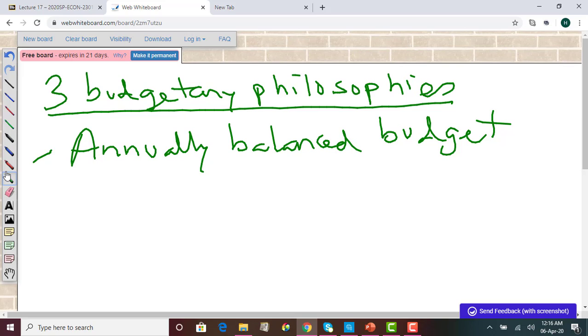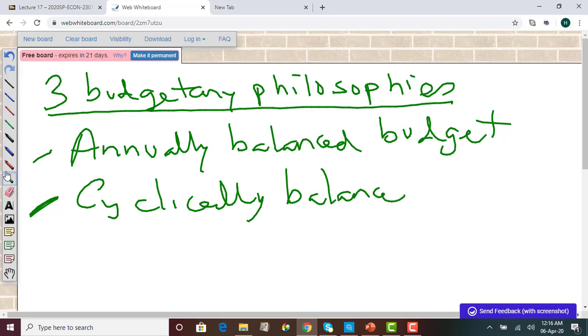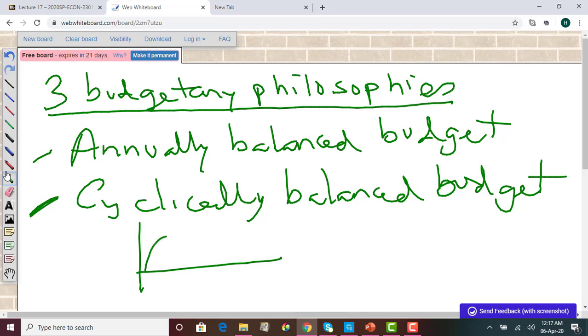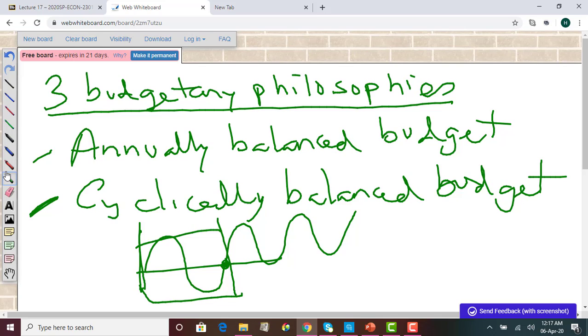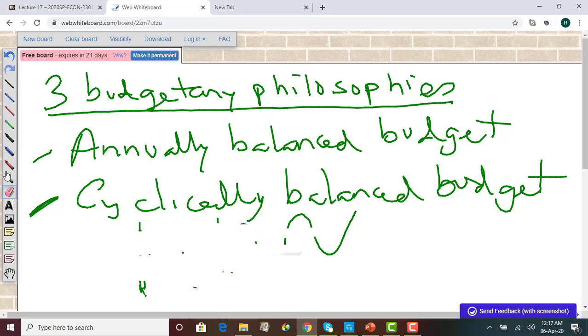Okay, then the second philosophy for how governments should keep budgets is called the cyclically balanced budget. The cyclically balanced budget says the budget of the government should be adjusted, or balanced, based on the business cycle. Now, if you remember, a business cycle looks like this. We learned it in chapter 6. So they're saying from the beginning to the end of a business cycle, when we reach the end of the business cycle, we should balance the budget of the government. That's exactly what this philosophy is saying. So basically, at the end of the business cycle, the government should balance the budget.